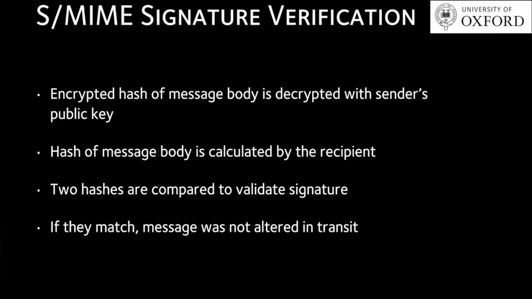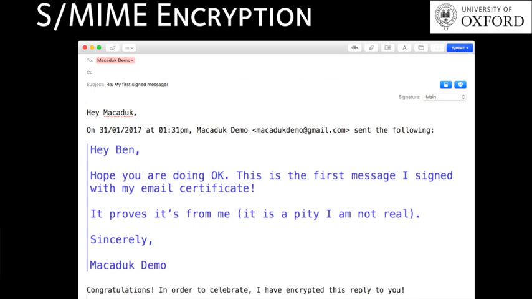Okay, so what is going on when Apple Mail shows you that icon? The encrypted hash of the message body is decrypted with the sender's public key. Remember, you decrypt with the sender's public key. The hash of the message body is calculated by the recipient. The two hashes are compared, like Marko said, and if they match, the message was not altered in transit, and then it will display that icon in Apple Mail.